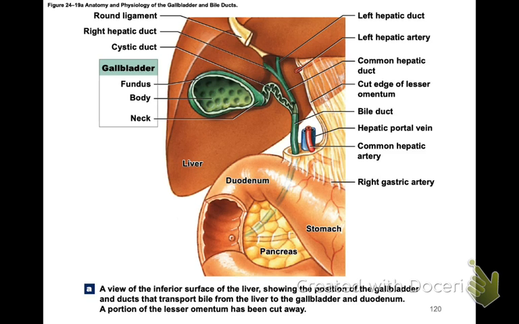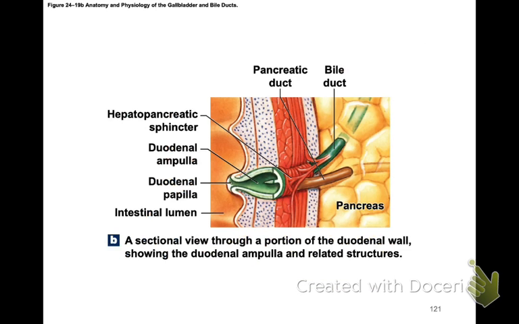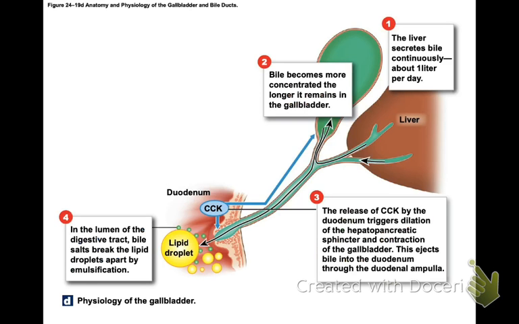So follow the common bile duct down to the end, and it joins with the main pancreatic duct to dump into the duodenum. And here's a close-up of that. So you see the common bile duct and the main pancreatic duct joining together to form the hepatopancreatic ampulla or duodenal ampulla. It's got a sphincter to make sure fluid doesn't flow backwards, and it projects out through the duodenal papilla. And all of that is going to be controlled by our hormones.